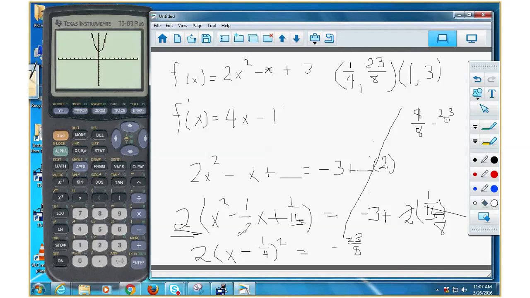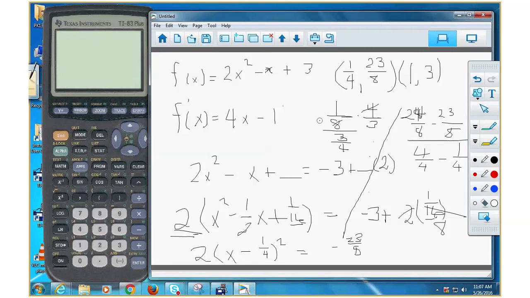So that would be 24/8 minus 23/8 over 4/4 minus 1/4, which will give us 1/8 divided by what, 3/4? Well, when you divide by a fraction, you multiply by the what? Reciprocal. And that's going to give us a 1 there and a 2 here.